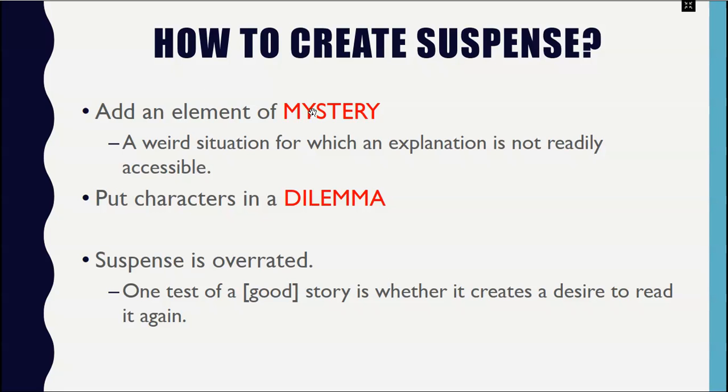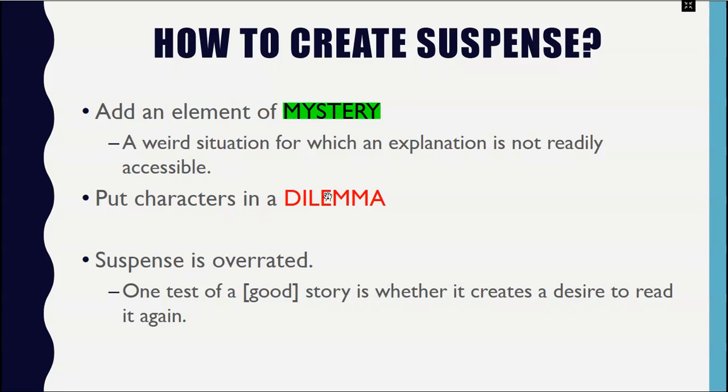One method is to use an element of mystery. When we have a mysterious, weird, or strange situation for which an explanation is not readily accessible, which, in other words, means that we have a weird situation and the reader really wants to know why the situation is like this, but an explanation for that situation is not offered by the writer. And this kind of mystery creates suspense because we want to understand it.